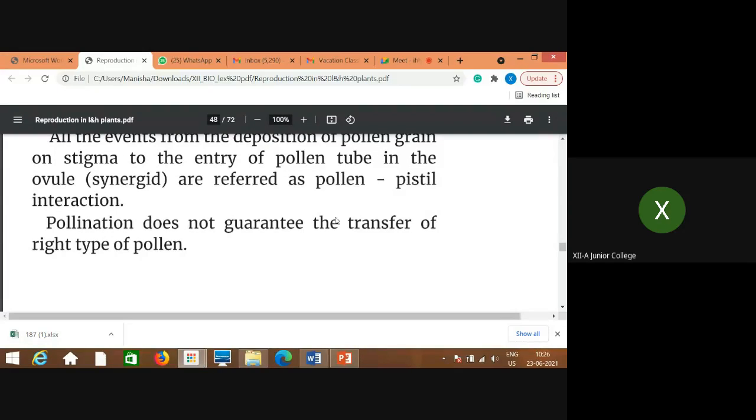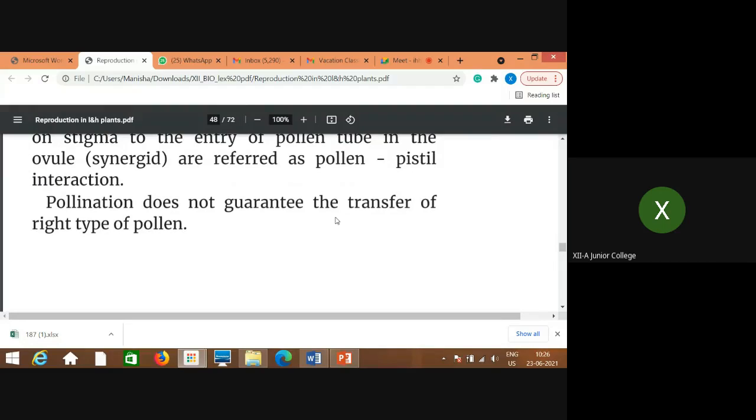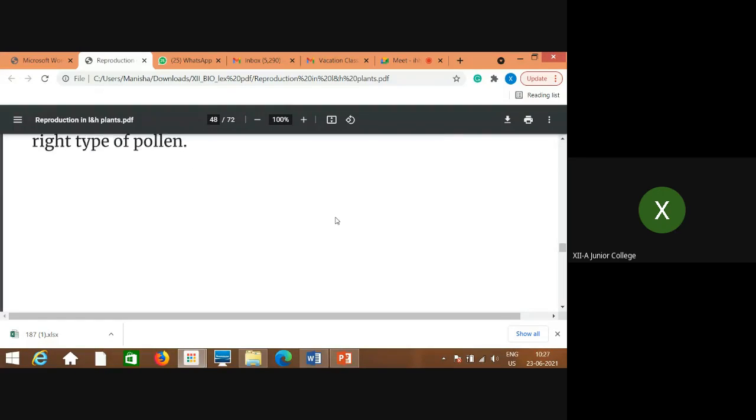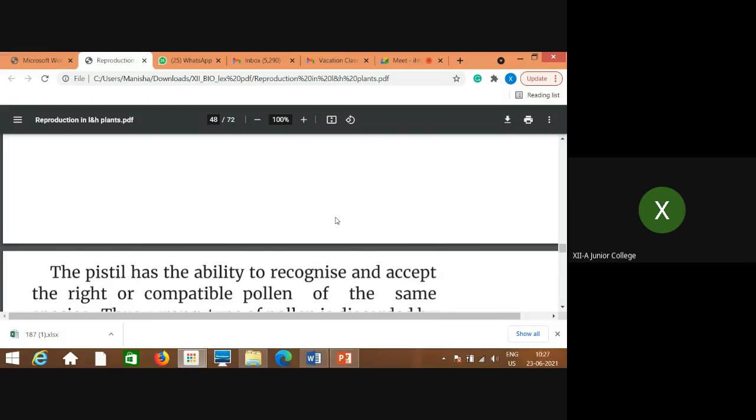Pollination doesn't guarantee the transfer of the right type of pollen. Just now I was saying that wind doesn't know where to drop the pollen grain. Even insects don't know. These are all chances, so this is not a sure method. It doesn't guarantee that the pollen grains will fall on the right stigma. These are all just chances of cross pollination.